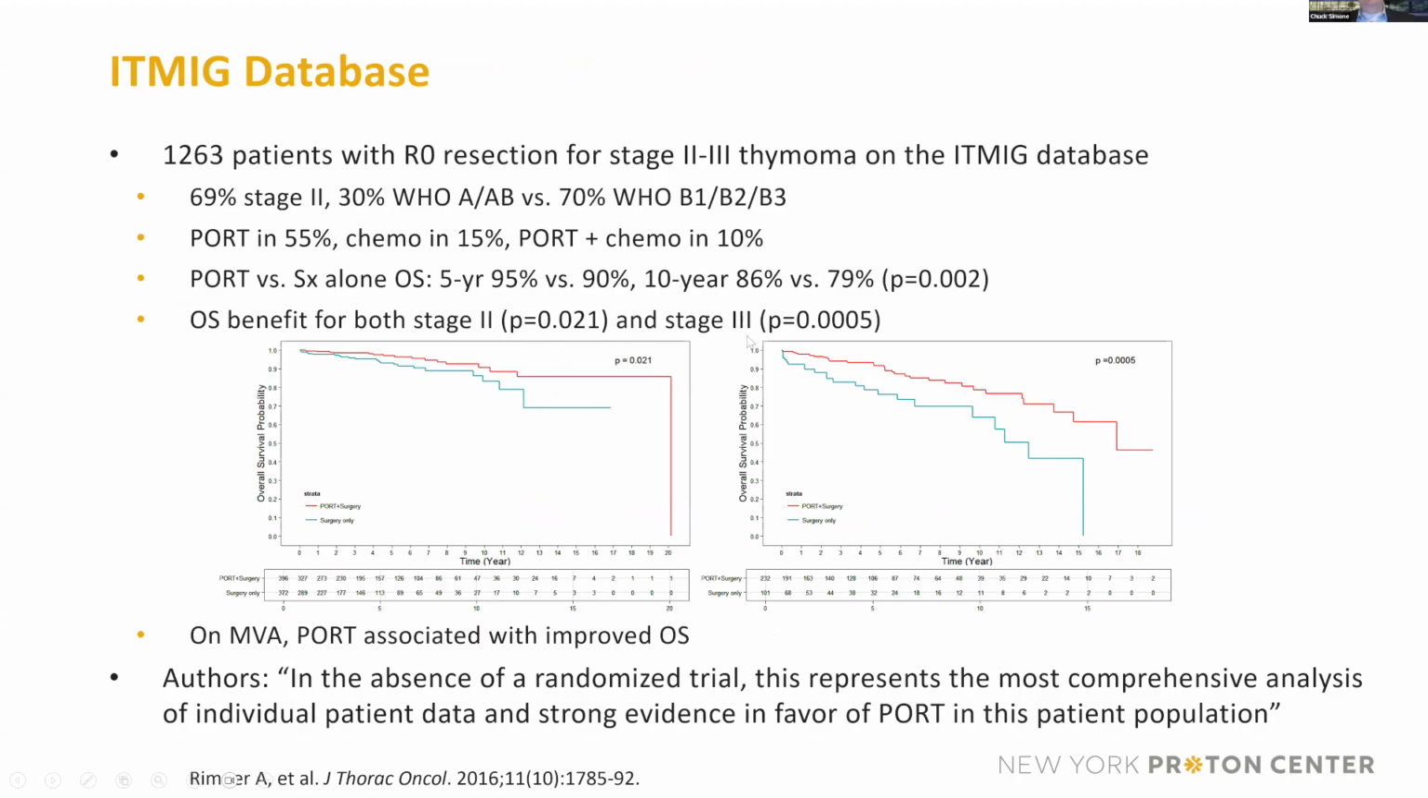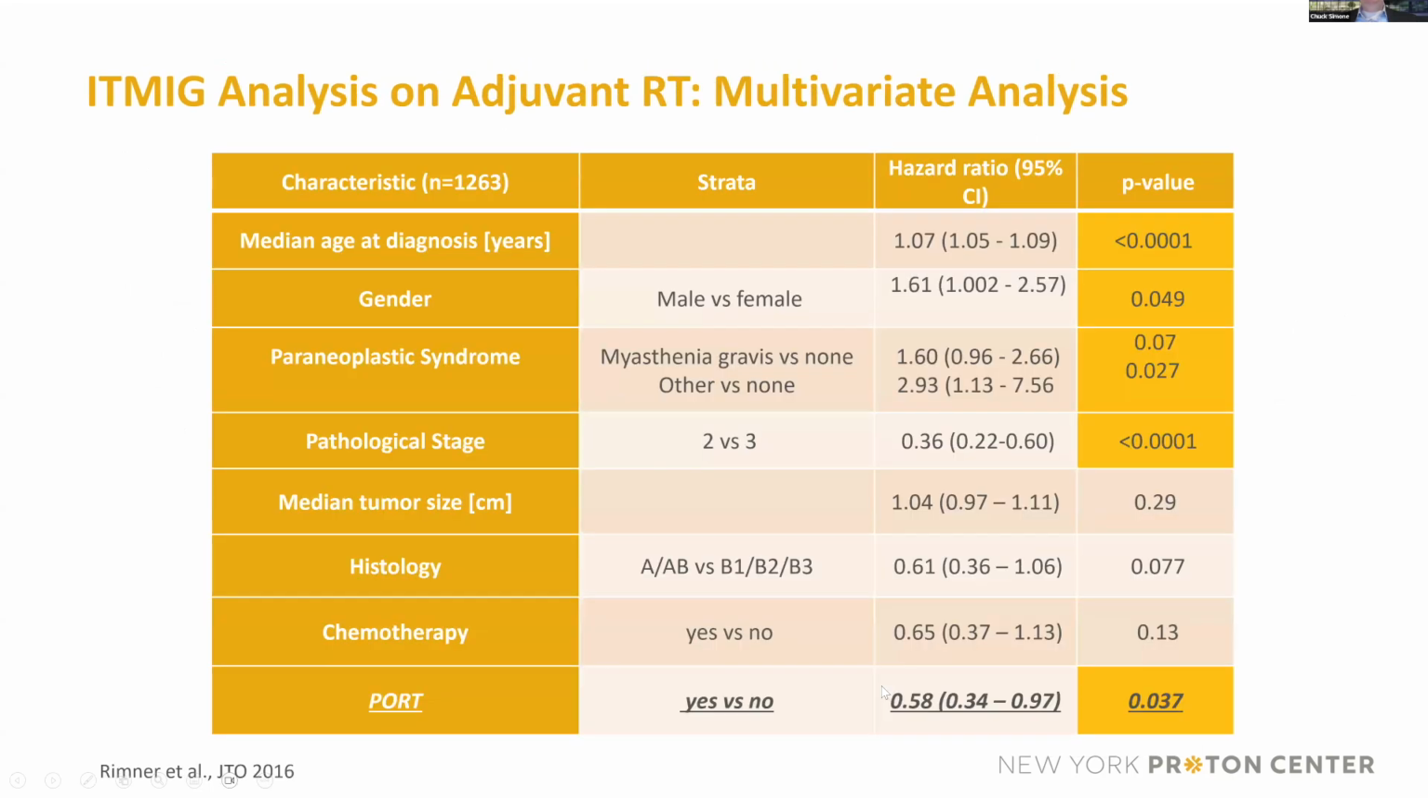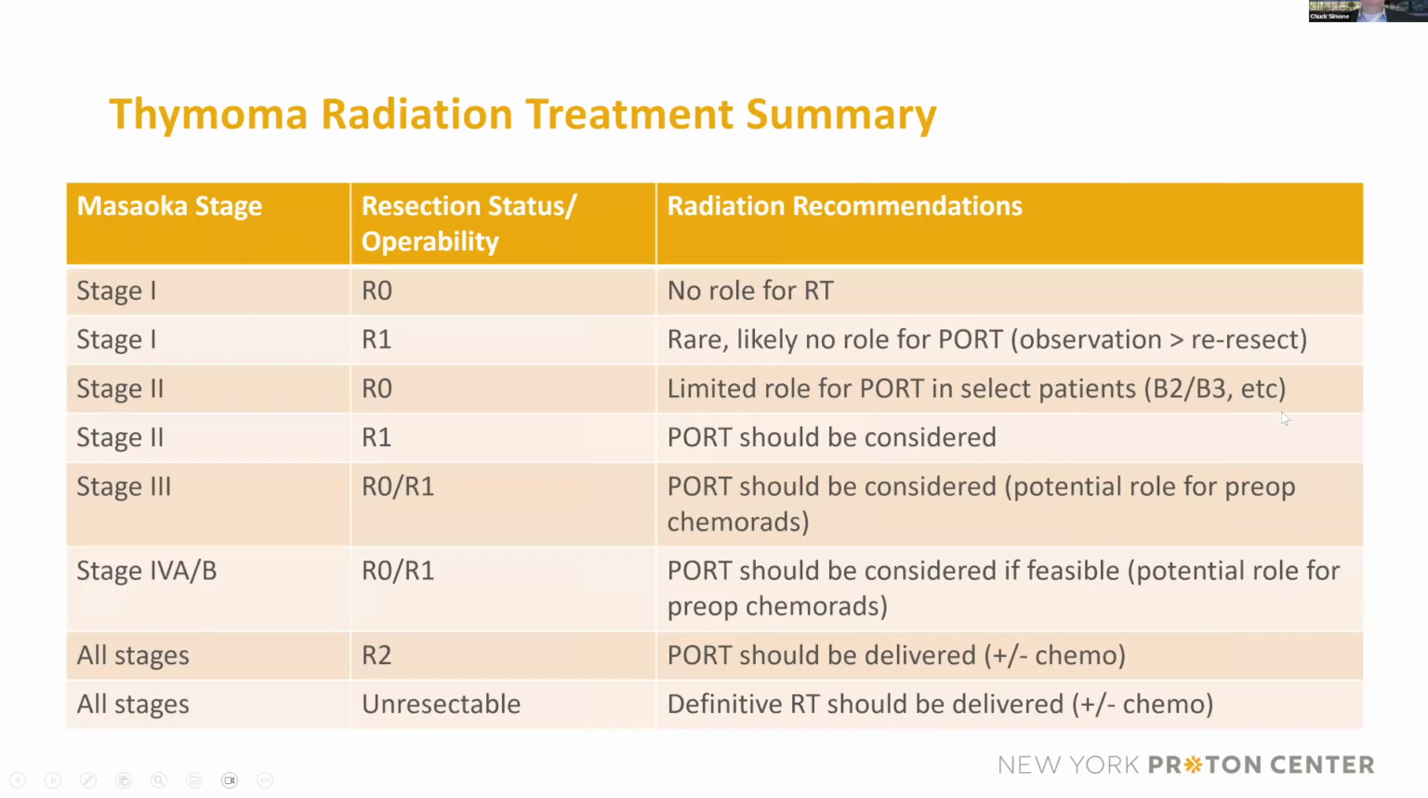PORT was associated with a survival benefit here for both stage 2 and stage 3, although the survival benefit for stage 2 was bigger. And similar conclusion, in the absence of randomized data, this really should inform practice. So, and interestingly, looking at multivariate analysis, you can see PORT pretty dramatic. It almost doubled survival. The hazard ratio is 0.58, really a bigger effect than anything else other than pathologic stage of all factors assessed in the IPMIG analysis.